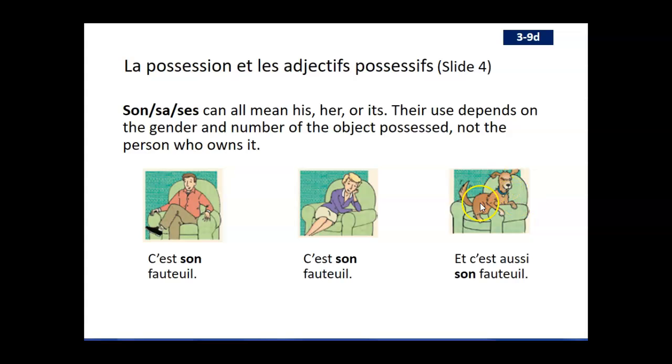Et c'est aussi son fauteuil. So we're talking here about a dog, and we're still using the same word son. It's also his chair, or its chair, depending on how you want to refer to your dog. Dogs have a gender, so we can refer to them as him or her, or his or her as well. But in every case, we're using son because the noun that comes after is a masculine singular noun. So it has nothing to do with the gender of the owner of the object.